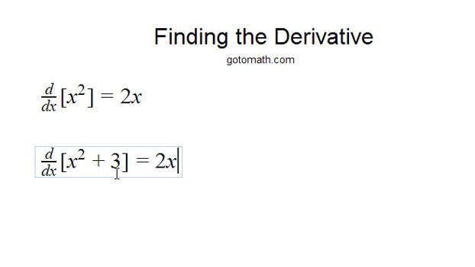And the derivative of a constant, so 3 is our constant here, is just 0. So we're not going to say plus 0. We just don't write anything at all. Alright, simple enough.